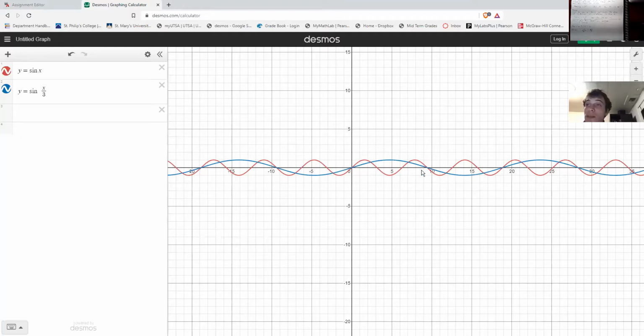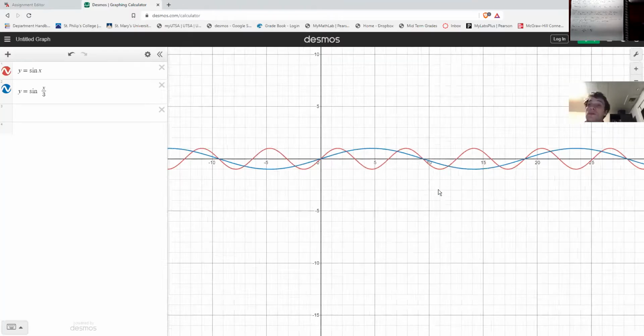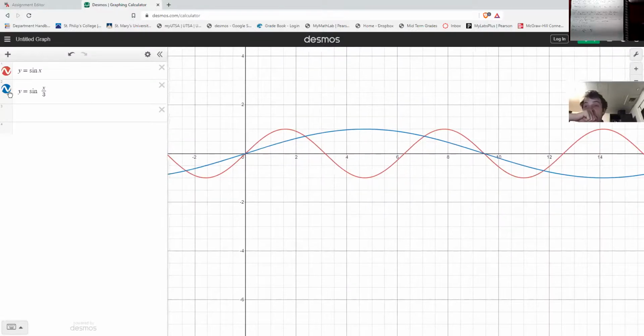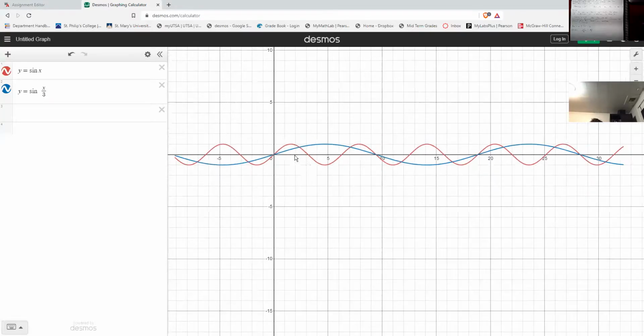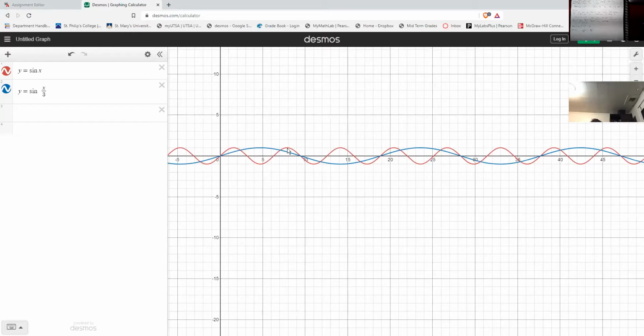It's like less frequent. Yeah, pretty much, because the original sine has a period, right? That ends right there and repeats itself. So this guy is taking longer to end its cycle. So its period is a lot longer. So it's not repeating itself as fast.